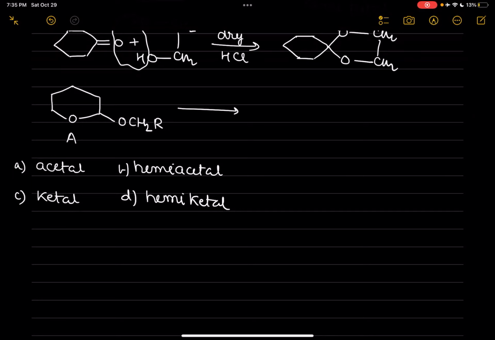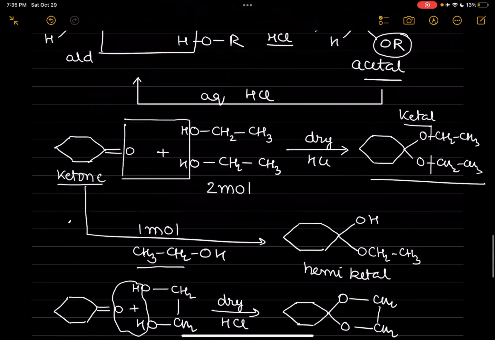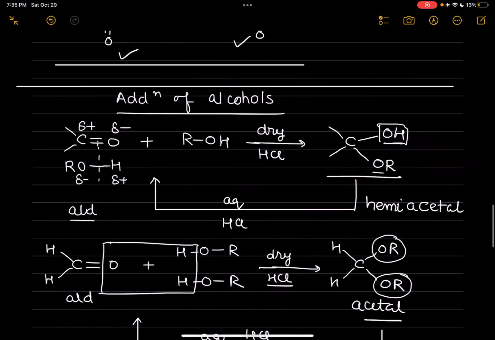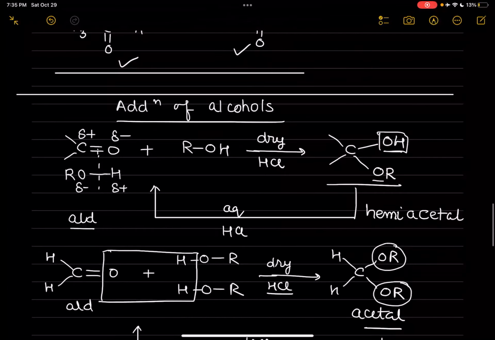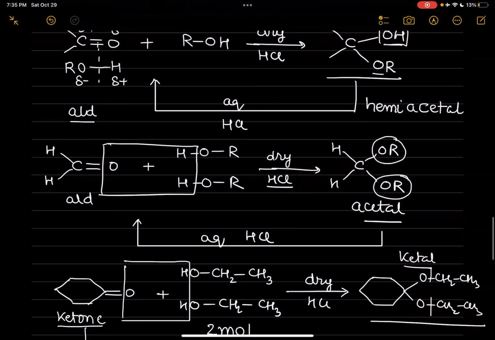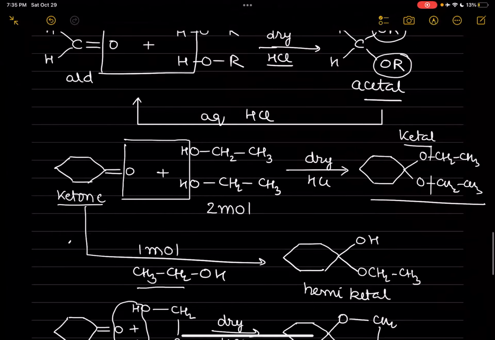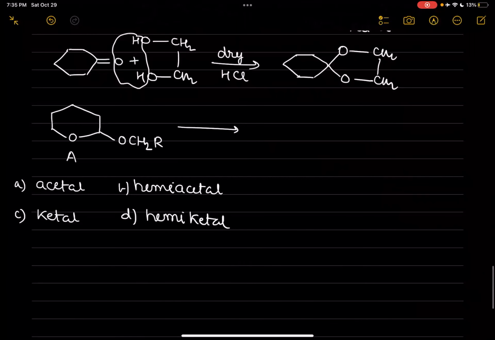First of all, you need to check is there any OH connected to the carbon on which the ether is connected. If there is, then you can tell hemi. Otherwise, skip the word hemi. Clear? So hemi, B and D are rejected.